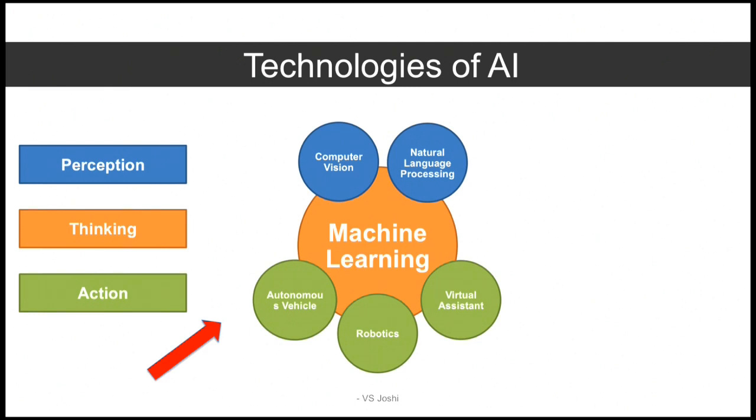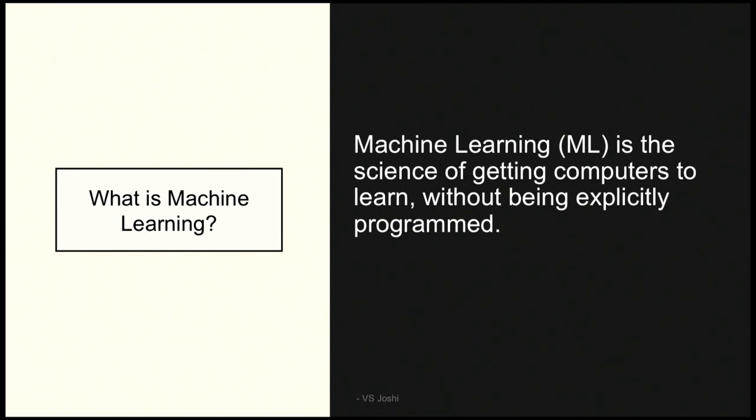Now, what exactly is machine learning? Machine learning is the science of getting computers to learn without being explicitly programmed. That is the most important thing to remember. Think of a baby and the way a baby learns certain things. You are not programming a baby. You keep on telling the baby 100 times, A for apple, and B for boy, and things like that.